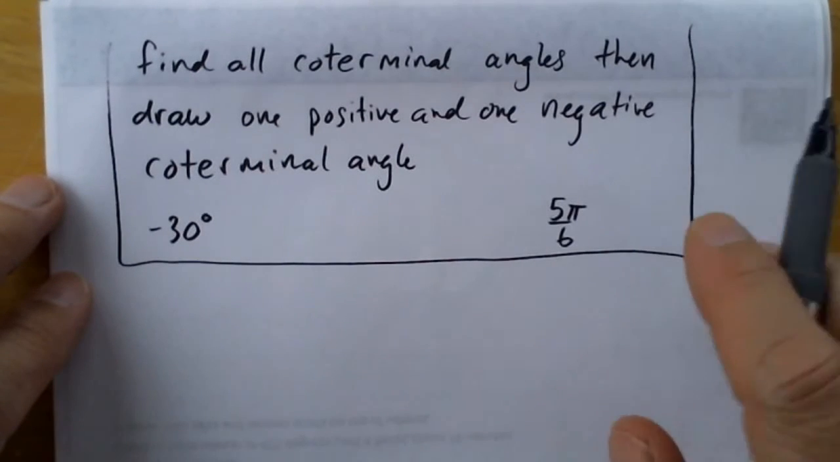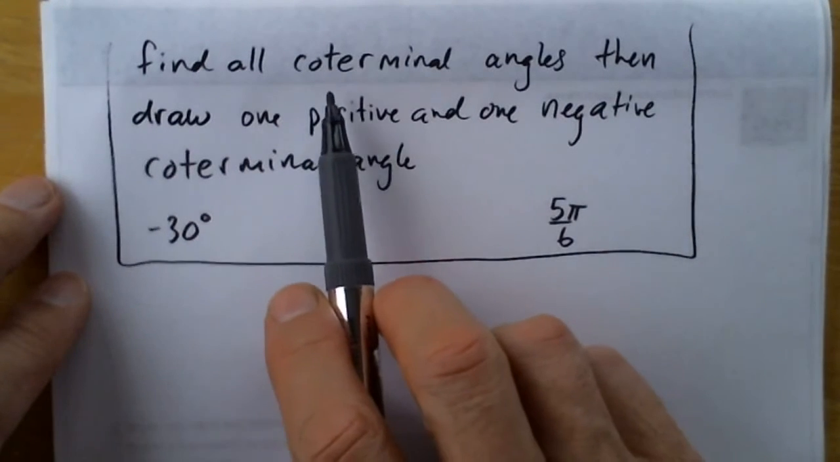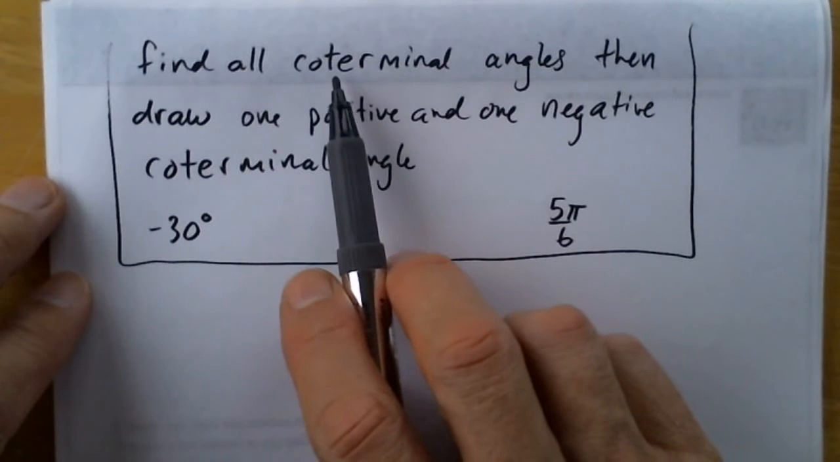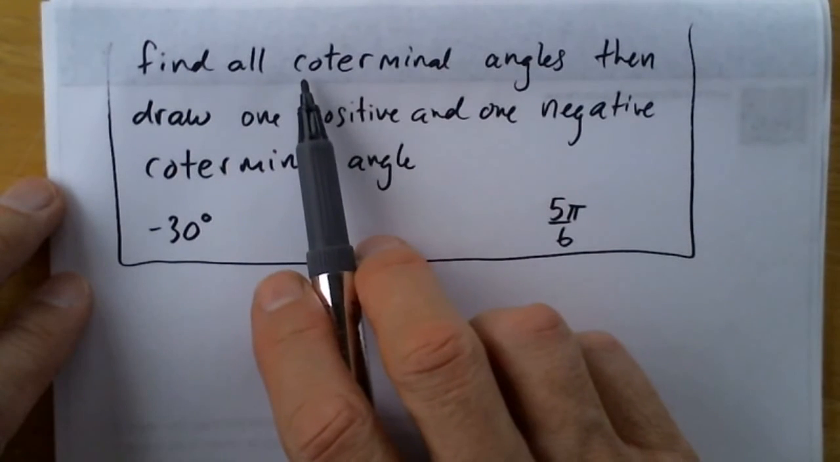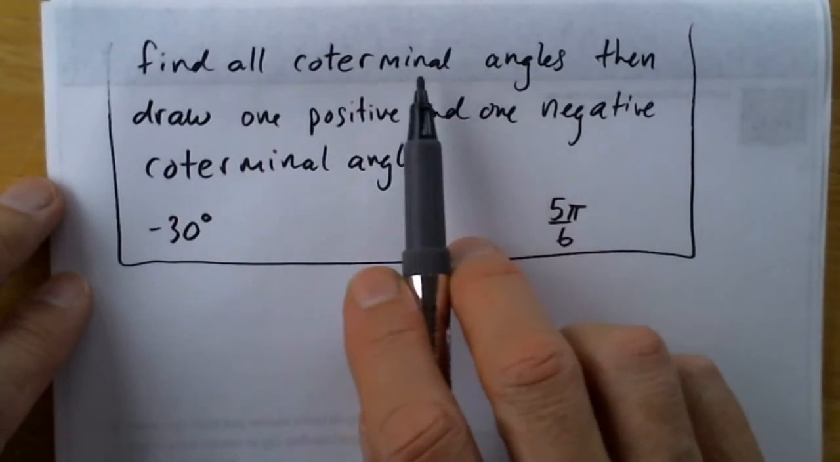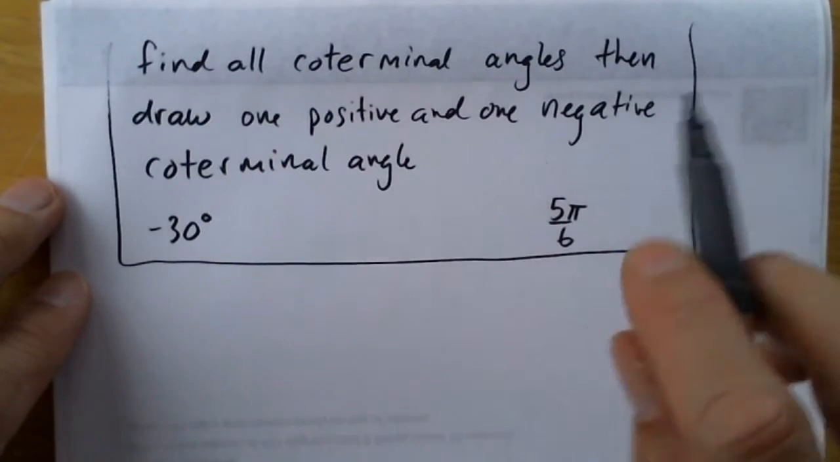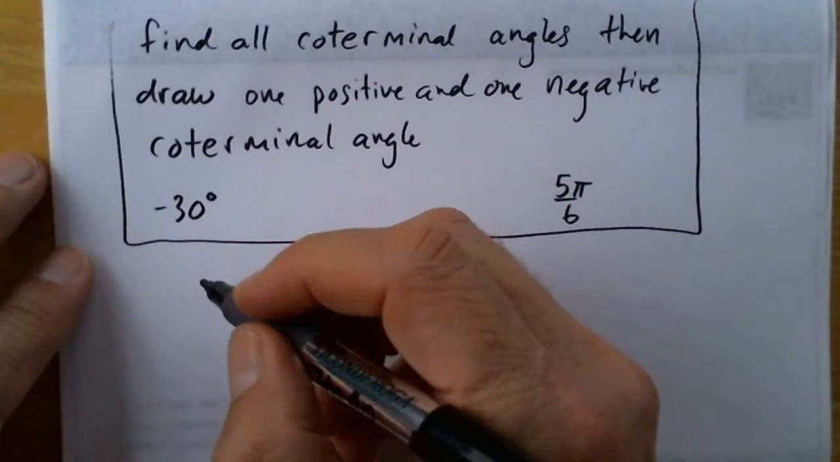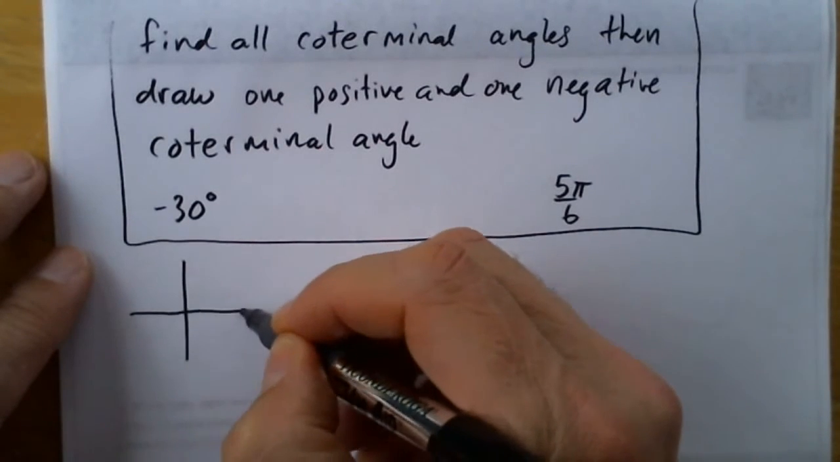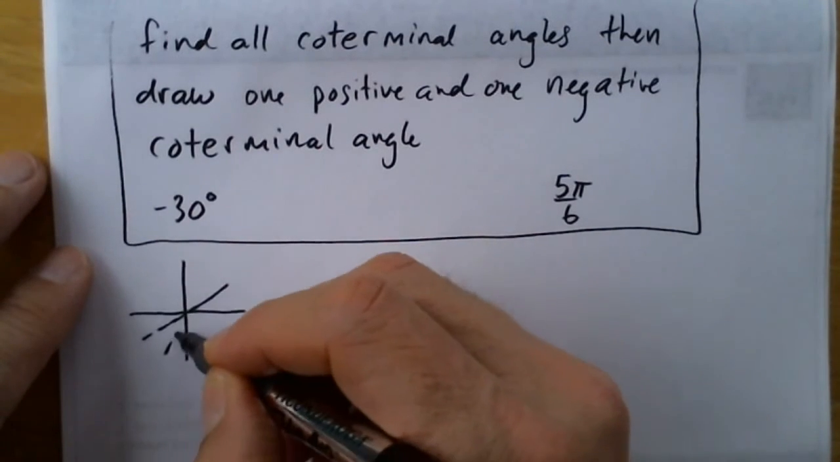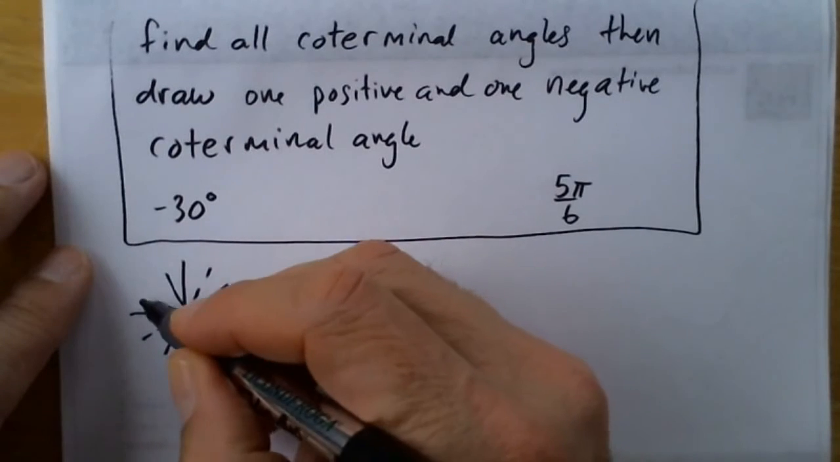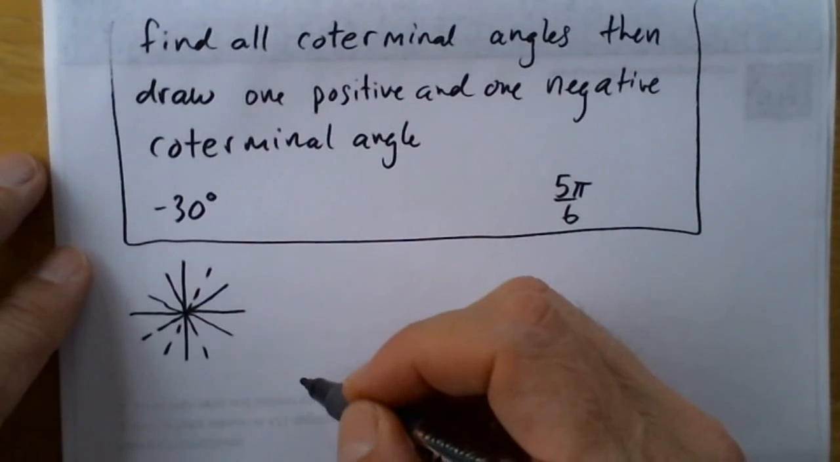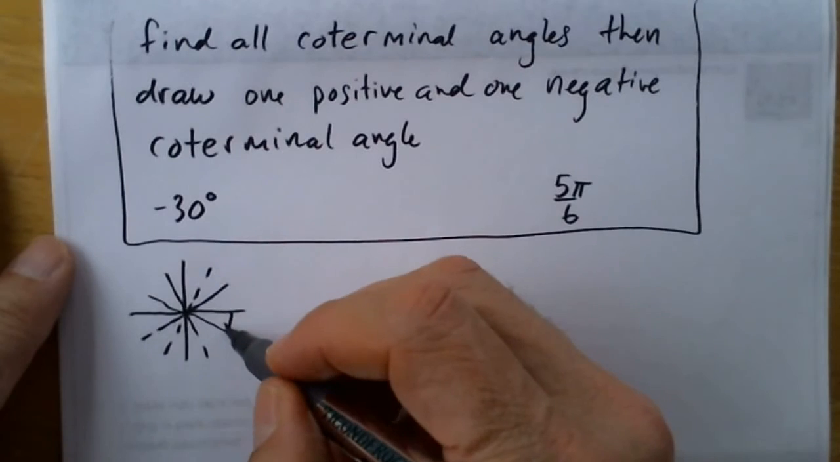Okay, here's a new vocabulary word called coterminal. So terminal is ending and co is together. We want angles that end together. So let's graph 30. So we know that negative 30 is right there.